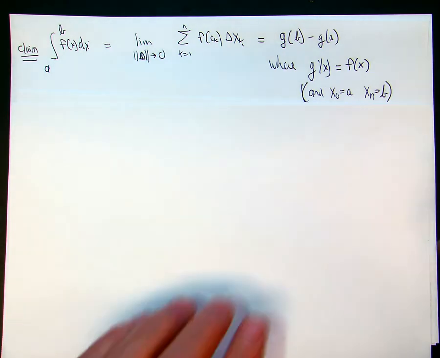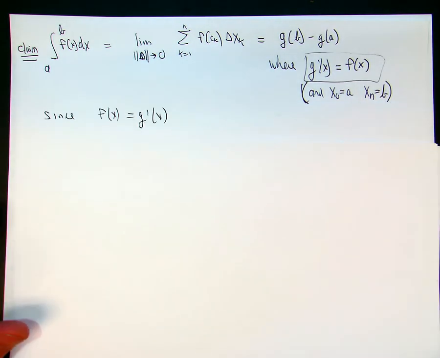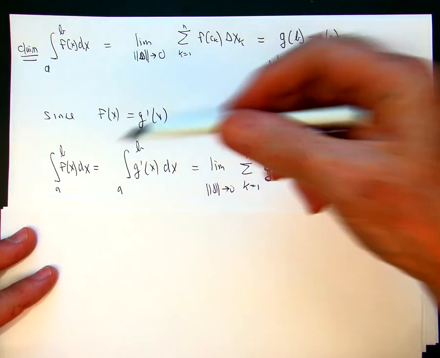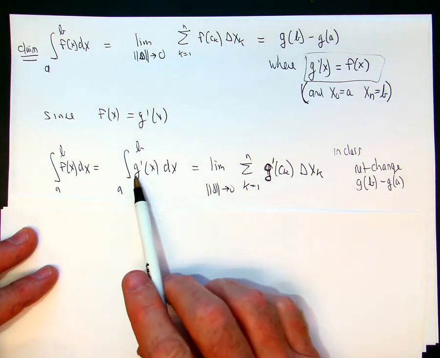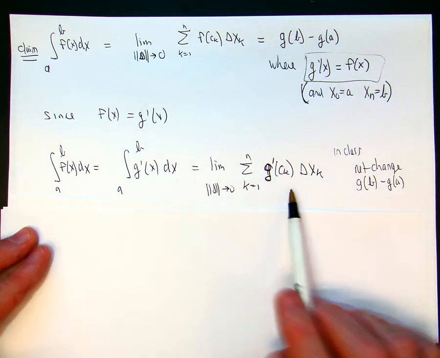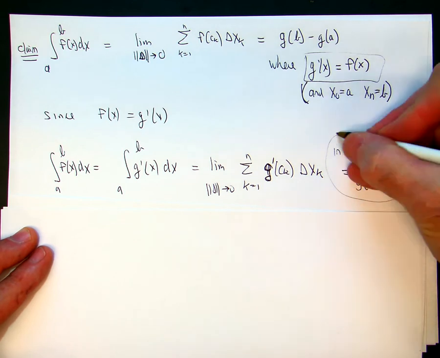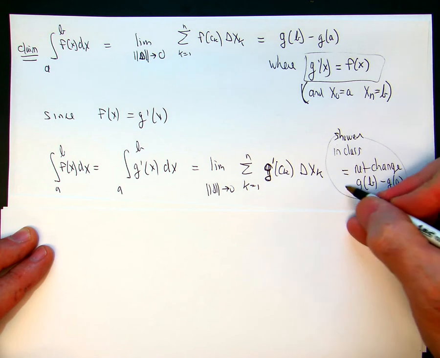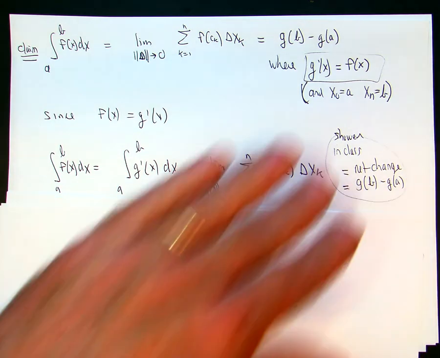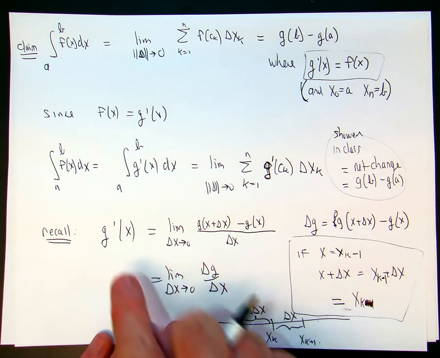So what we did is we used this right here. Since that's true, why don't we just write our integral this way, and then just makes it more straightforward. We can deal with this sum. And what we showed in class was that this was equal to the net change, which we said was g of b minus g of a. Again, I'll review this. Now, the key idea is the derivative.